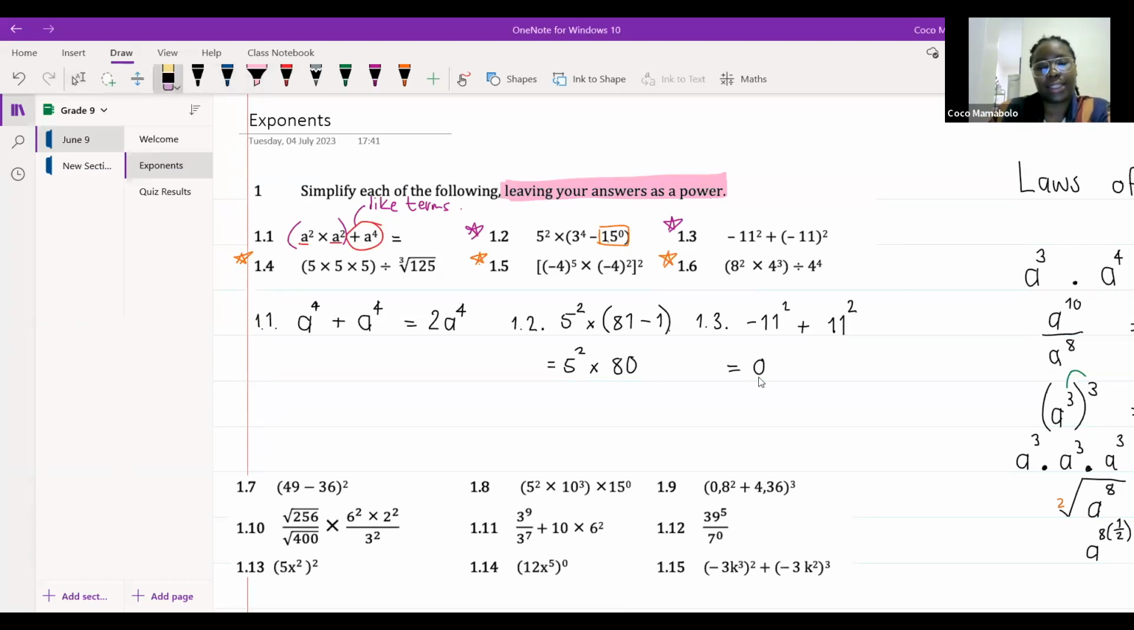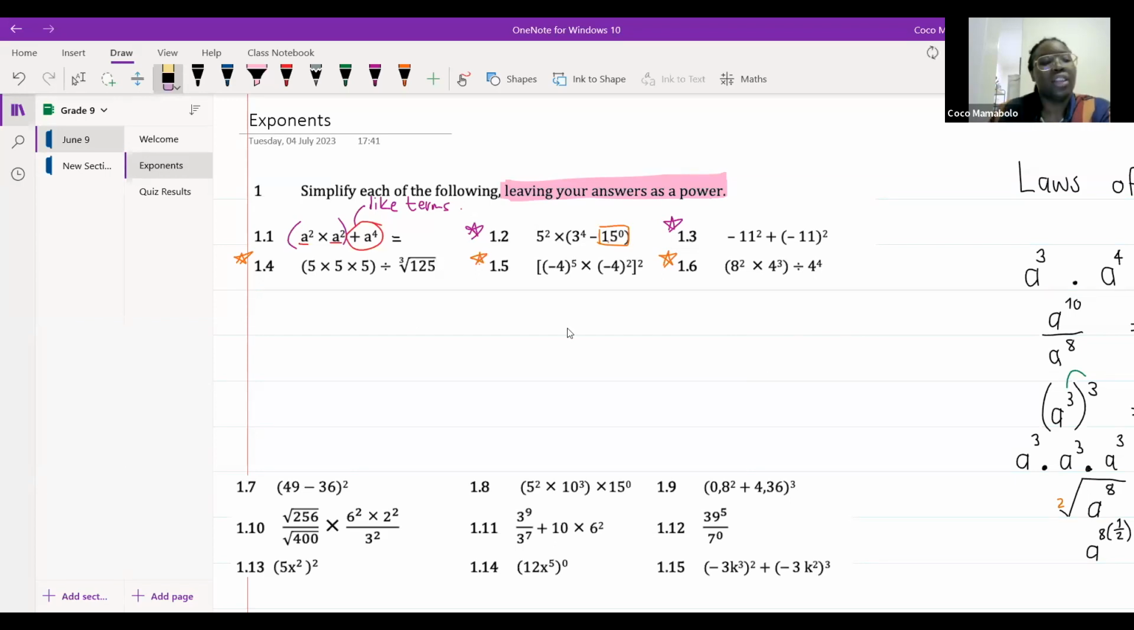Ma'am, yes. I wanna do 1.5, but I can't understand this bracket. Okay. So I'm going to ask Tando to help me with 1.4, and then when we do 1.5, I'm going to call on you again. So don't put your hand down. Okay. All right. Excellent, my sweetie.